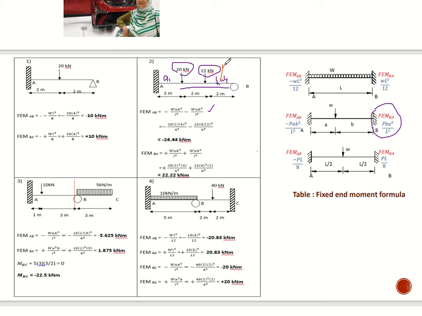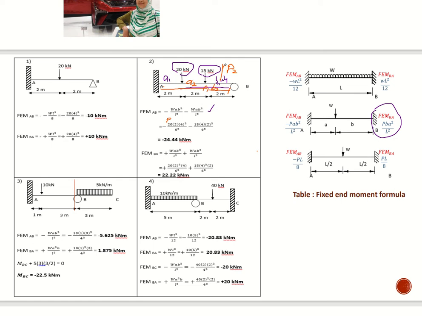Okay, so we're gonna use P2, 15 kilonewton, using the same formula at the left. So this one, 15, is P2. Okay, and then we put a value in each formula. For A2 is 4 meter, while B2 is 2 meter. And then we continue to put each value at the fixed end moment formula.